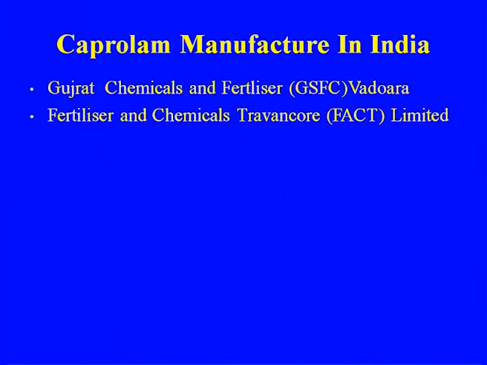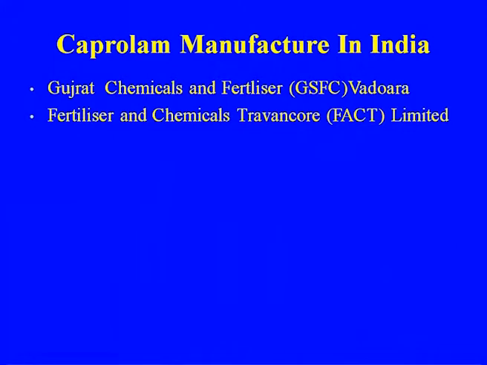These are the 2 major producers of caprolactam which I told you: Gujarat State Fertilizers and Chemicals at Vadodara, one of the largest integrated fertilizer complexes, which makes not only fertilizer but also caprolactam and nylon, and melamine, which is produced from urea. Fertilizers and Chemicals Travancore is another unit which is making caprolactam.